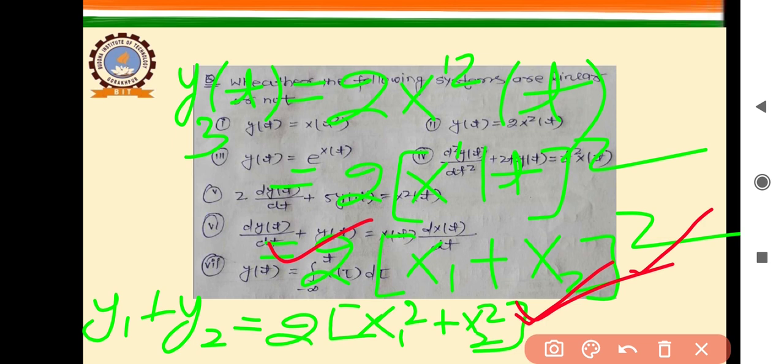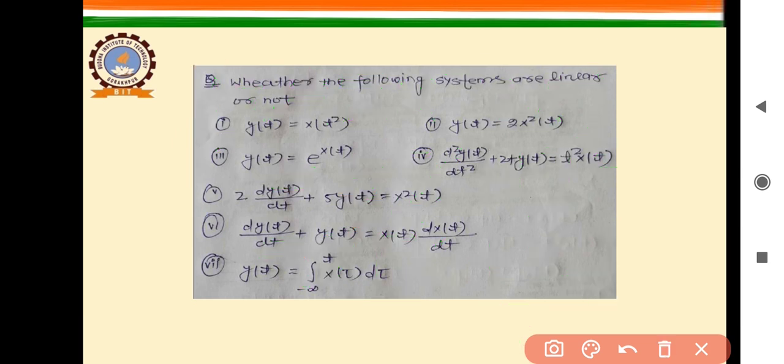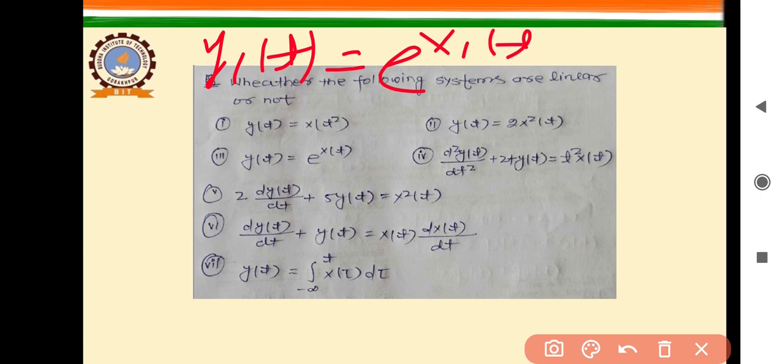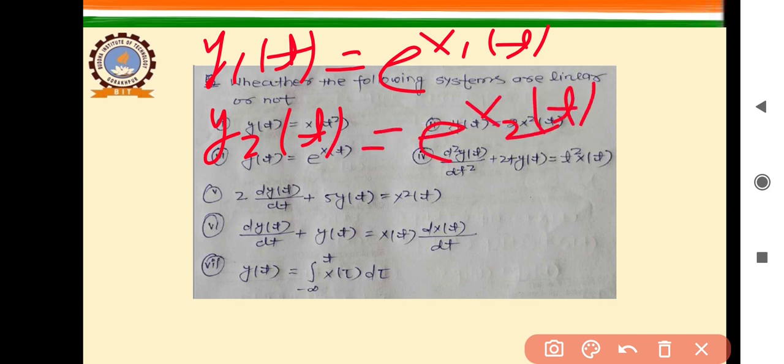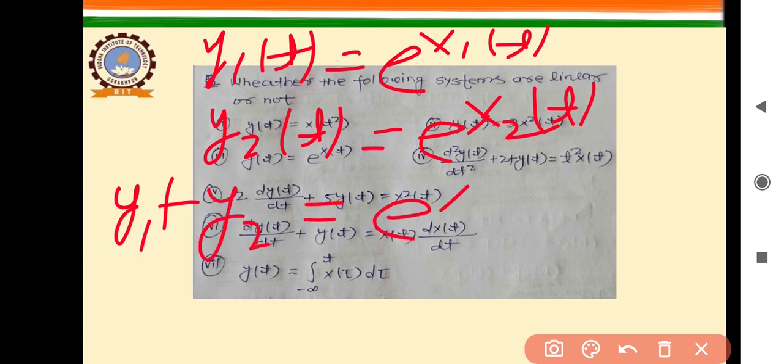Again, the third example is y(t) is equal to e power x(t). In the same way, I will write y1(t) is equal to e power x1(t) and y2(t) is equal to e power x2(t), and y1 plus y2 will be equal to e power x1 plus e power x2.